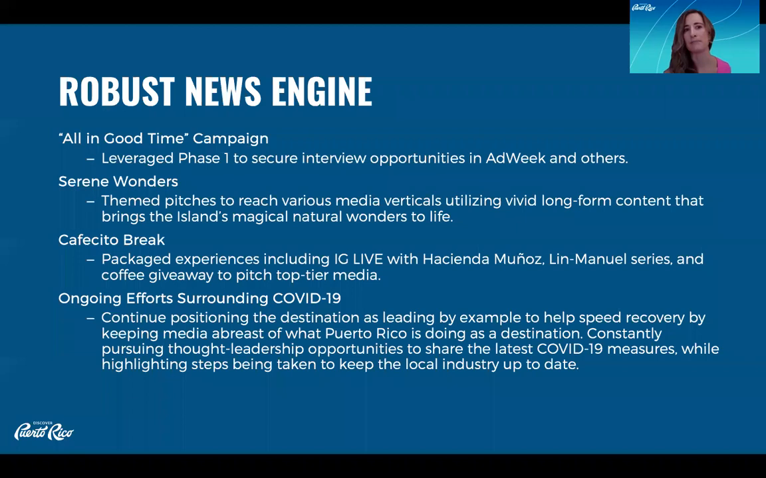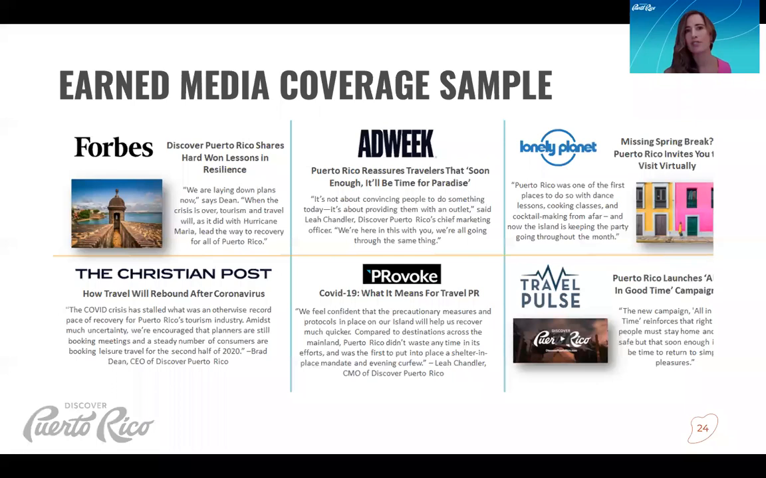On this next slide, you're going to see just a sample of key media coverage from some of these efforts in recent weeks. You can check out our industry portal and our industry social channels for weekly updates on earned media. A quick note on golf.